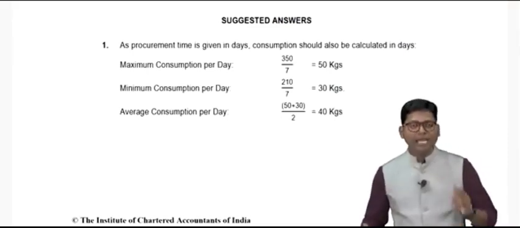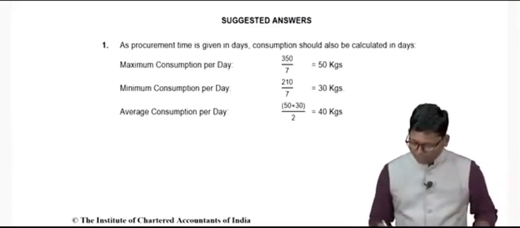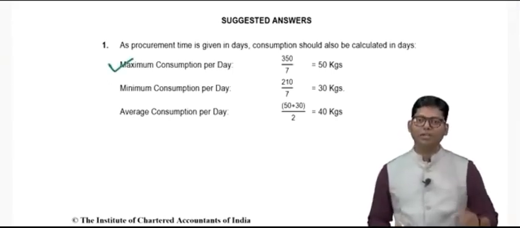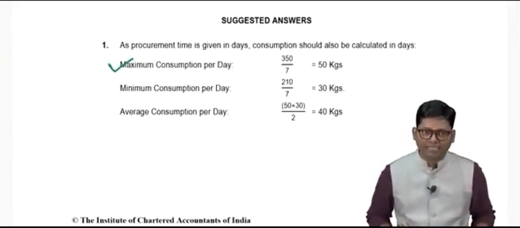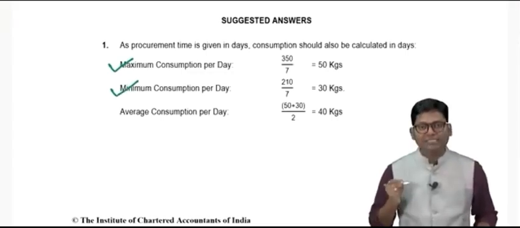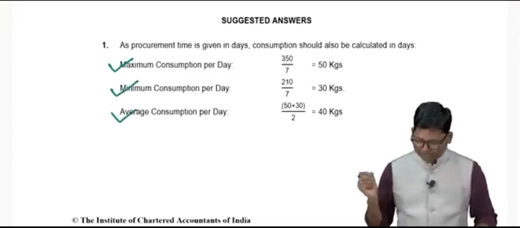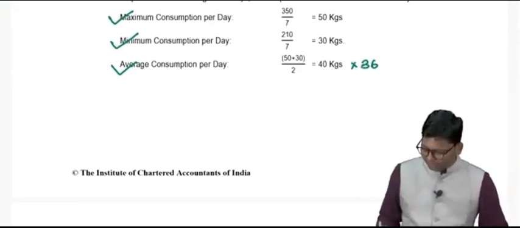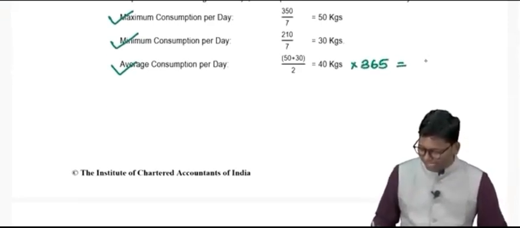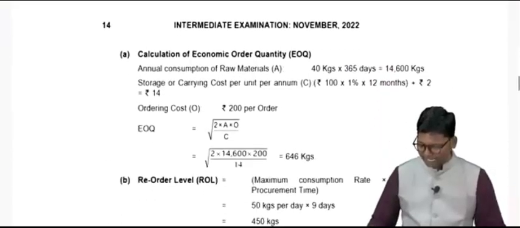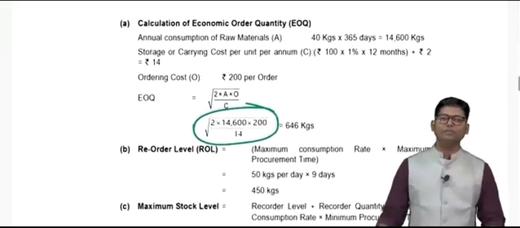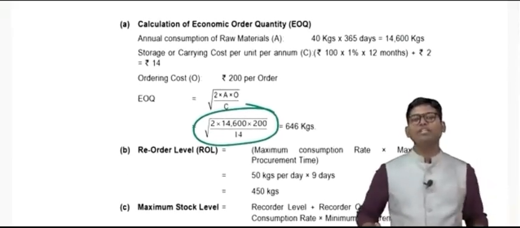See here. In the suggested answer also, they have computed very first thing, and the first thing which is computed is your maximum consumption per day. The same thing we have already done while discussing the sum only. Minimum consumption is also calculated, average consumption is also calculated, and this average consumption, when you multiply by 365 days, you are going to get the annual requirement of material, which was 14,600 kgs, and the same 14,600 kgs is taken in their solution.